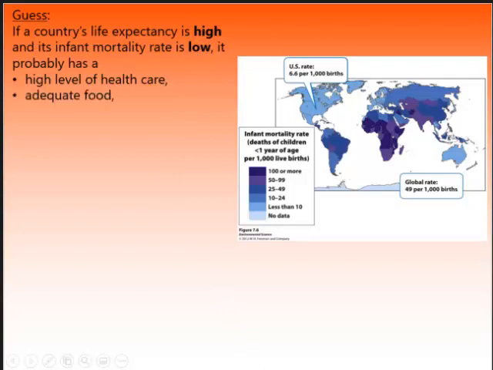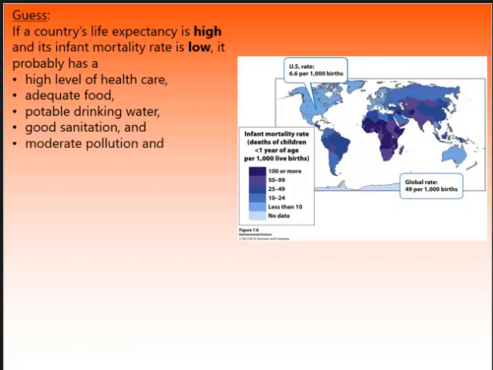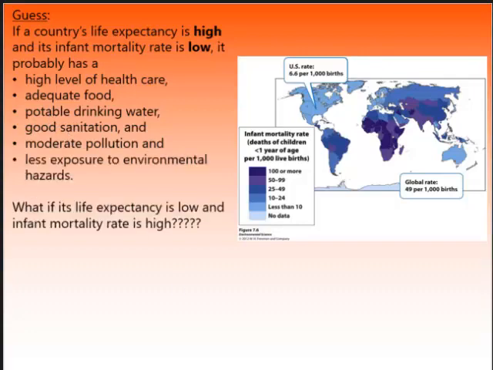Getting adequate food and access to food. Getting potable drinking water. That means sanitary drinking water. Drinking water without parasites and bacteria and viruses and things that make us sick. Good sanitation. Oh, and also potable is just drinking water. Moderate pollution, less exposure to hazards.